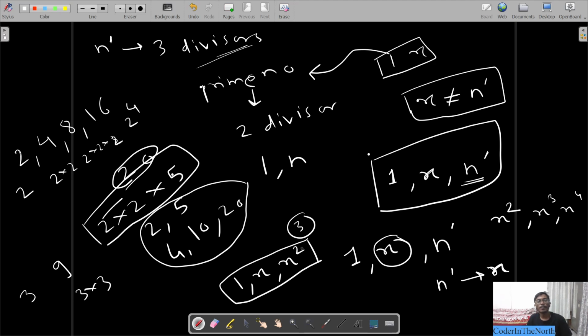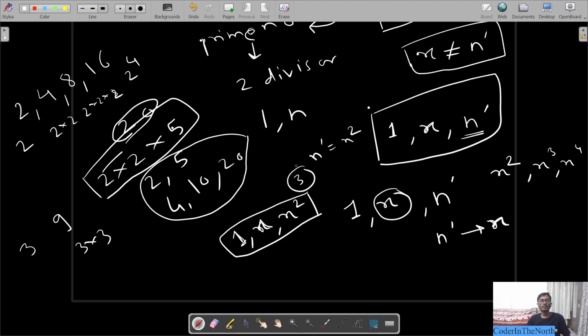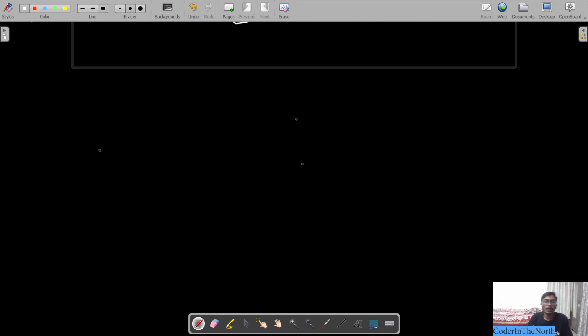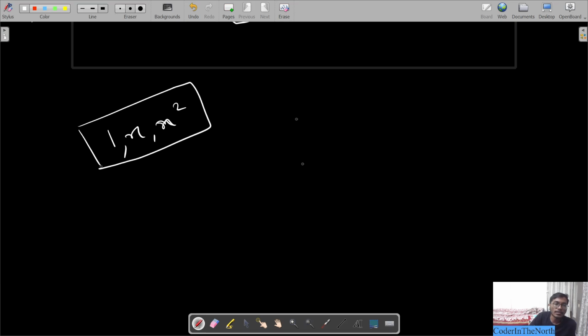These are the divisors of n. n itself equals x square. x is its only divisor which is not equal to 1 or the number itself, and what remains? 1. Now what do we have here? We have 1, x and x square. These are the only three divisors.